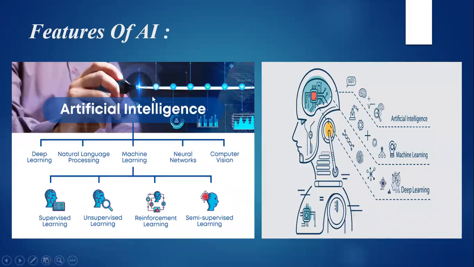So if I talk about the features of AI, here we have machine learning. In machine learning, we have supervised, unsupervised, semi-supervised, and reinforcement learning.